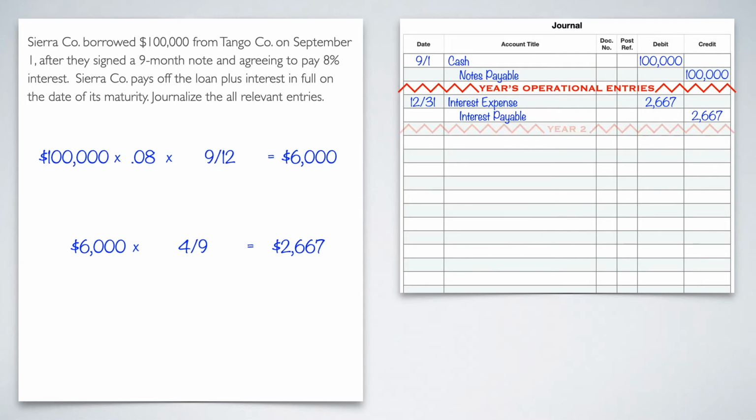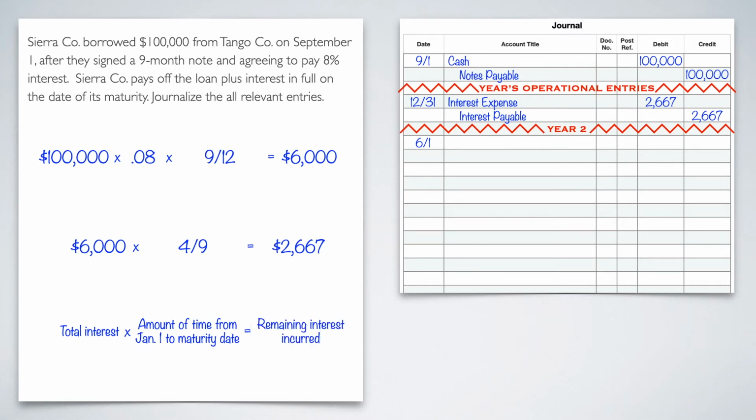Now let's look at year 2. Year 2 comes around. Now we're at 6/1. That's the end of the 9 months. So we now need to pay it. But in order for us to pay it, we need to figure out what the remaining interest is. And again, the easy way to do it is 6,000 minus the 2,667. But again, just using it for computational purposes, here's the equation. Again, total interest times the amount of time from January 1st to the maturity date. That'll give us remaining interest incurred.